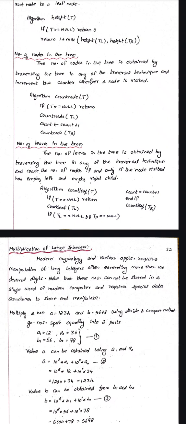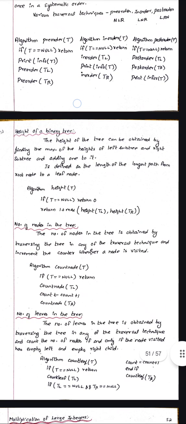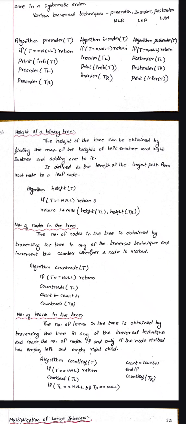Number of leaves in the tree. The number of leaves in the tree is obtained by traversing the tree in any of the traversal techniques and then counting the number of nodes if and only if the visited node has empty left and right subtrees. Count leaf: if t equals null, then return; count leaf of TL; if TL equals null and TR equals null, then count equals count plus 1; count leaf of TR.